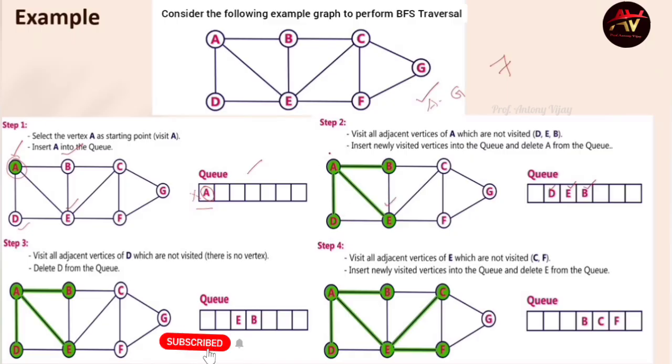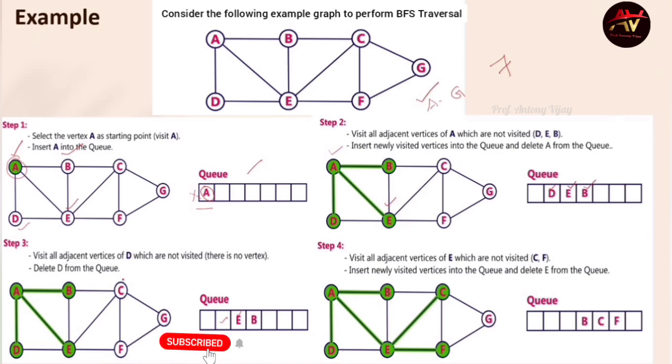E and A. So they are already green in color. Green in color means it is already visited. There are no other new unvisited vertices, so we can directly remove this element, the frontmost element, D only. So we are removing D here. See, the D part is free now. Now we have E and B only. Now I am going to take E.